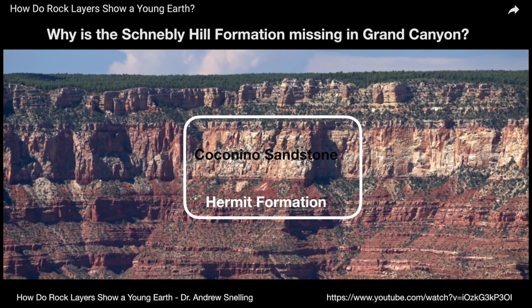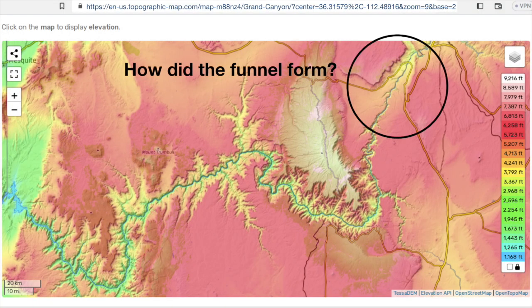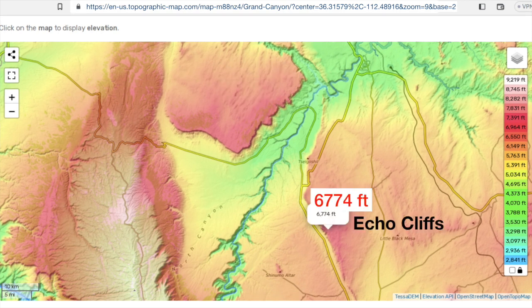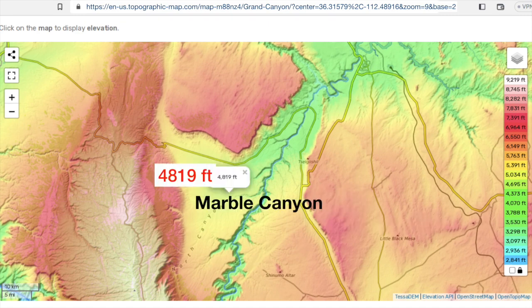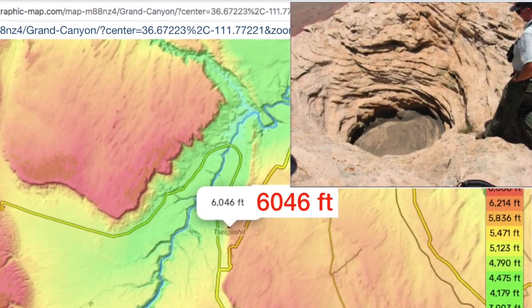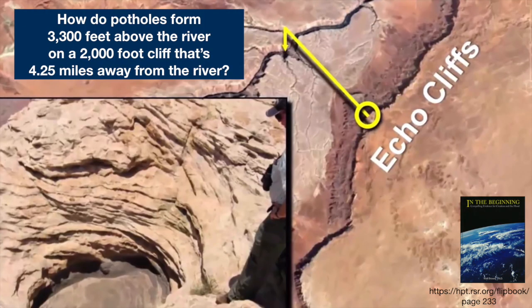And then these are a little more complicated questions. I don't have time to go through them. And how did that funnel form? You see that up there? That's the key to the whole thing. Because you've got these Vermilion Cliffs on one side at 7,200 feet, and then you've got Echo Cliffs at 6,700. It was all connected at one time. You've got Marble Canyon there. And then you've got this pothole. Potholes are formed by a stone getting in a fast-moving current, and it digs down. How do you get a pothole 3,300 feet above the river on a 2,000-foot cliff 4 miles away from the river? They don't put that on that national website.